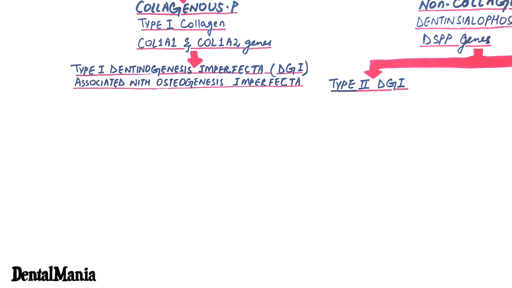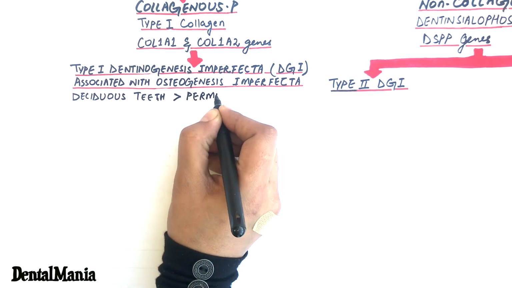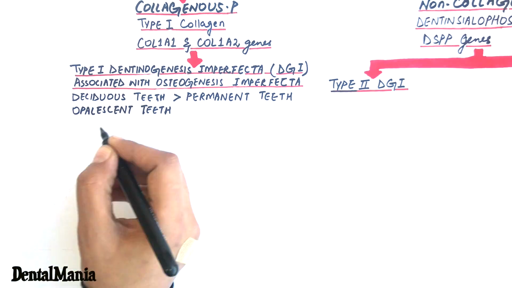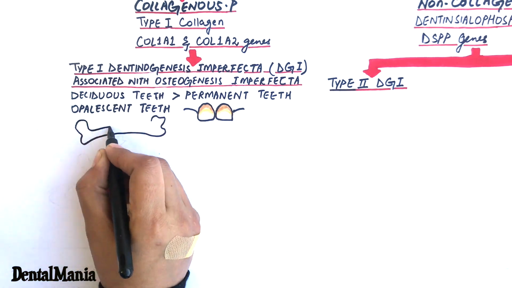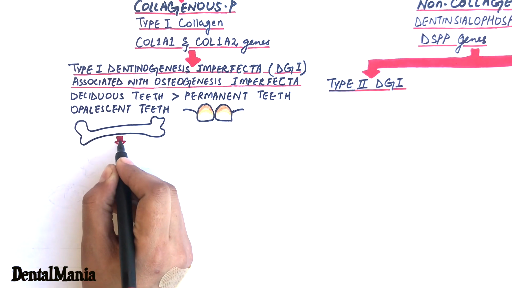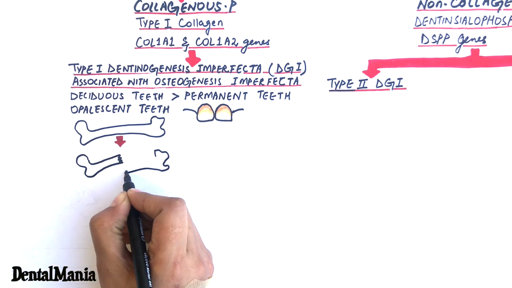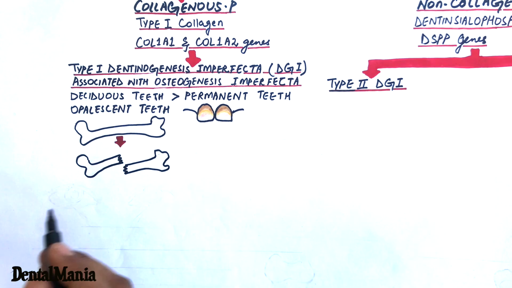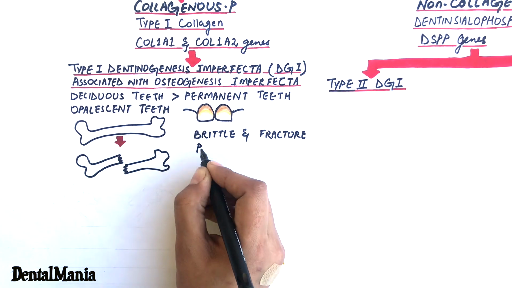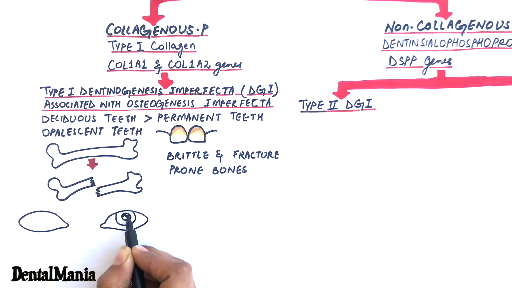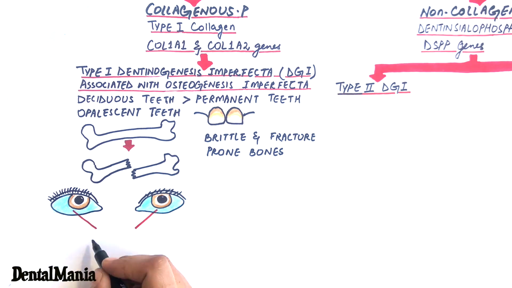In type 1 dentinogenesis imperfecta, deciduous teeth are more often affected than permanent teeth. The teeth usually have an opalescent color. As type 1 is always associated with osteogenesis imperfecta, patients will exhibit features of osteogenesis imperfecta as well. Individuals will have brittle and fracture-prone bones. Some other features of osteogenesis imperfecta, like bluish sclera, will also be observed.